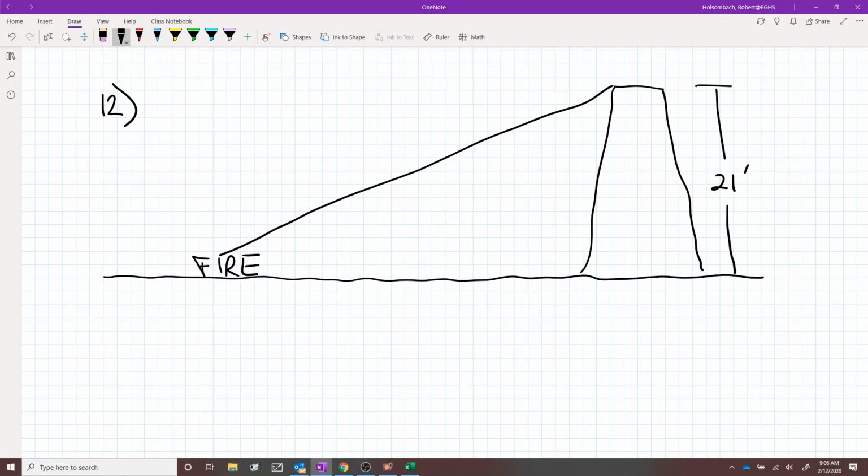The angle of depression from the tower to the fire is 12 degrees. Angle of depression is formed between a horizontal and a line of sight looking down. Here's your 12-degree angle. To the nearest foot, how far is the fire from the base of the tower? We're looking for this number right here.